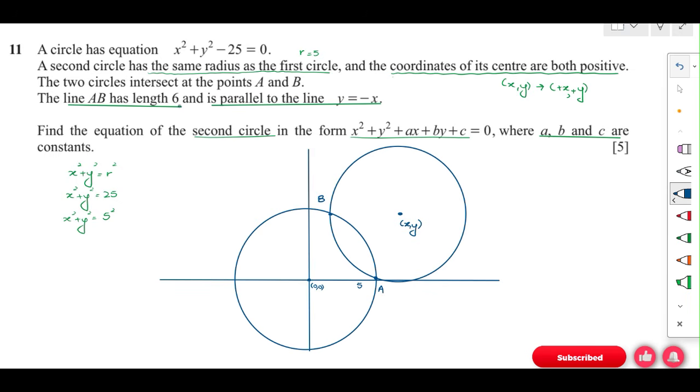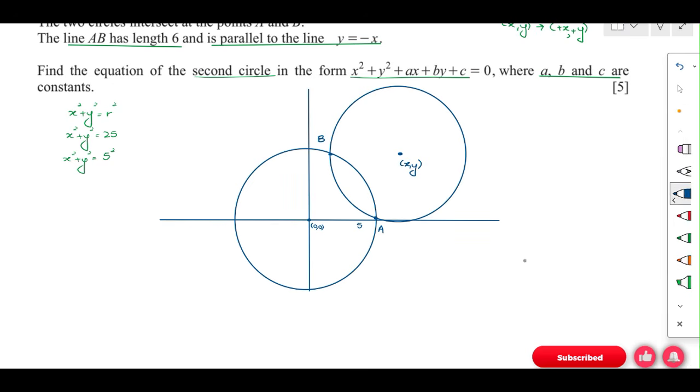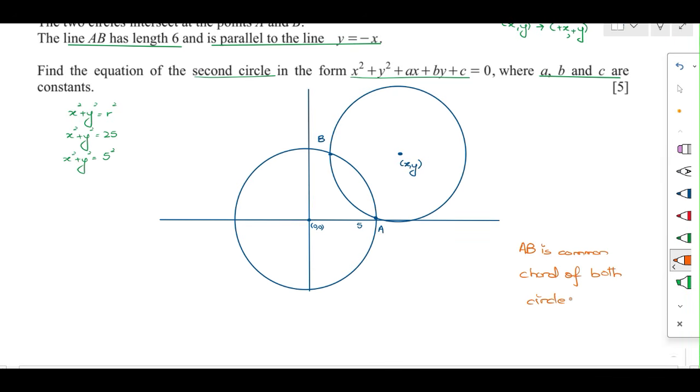Okay, and the length of the line AB. So AB is basically the chord of the circle. For this circle, AB is a chord. For this circle, AB is a chord. So AB is the common chord of both circles and they have a length of 6 centimeters, right? The length of the chord A to B, this length is 6, right?